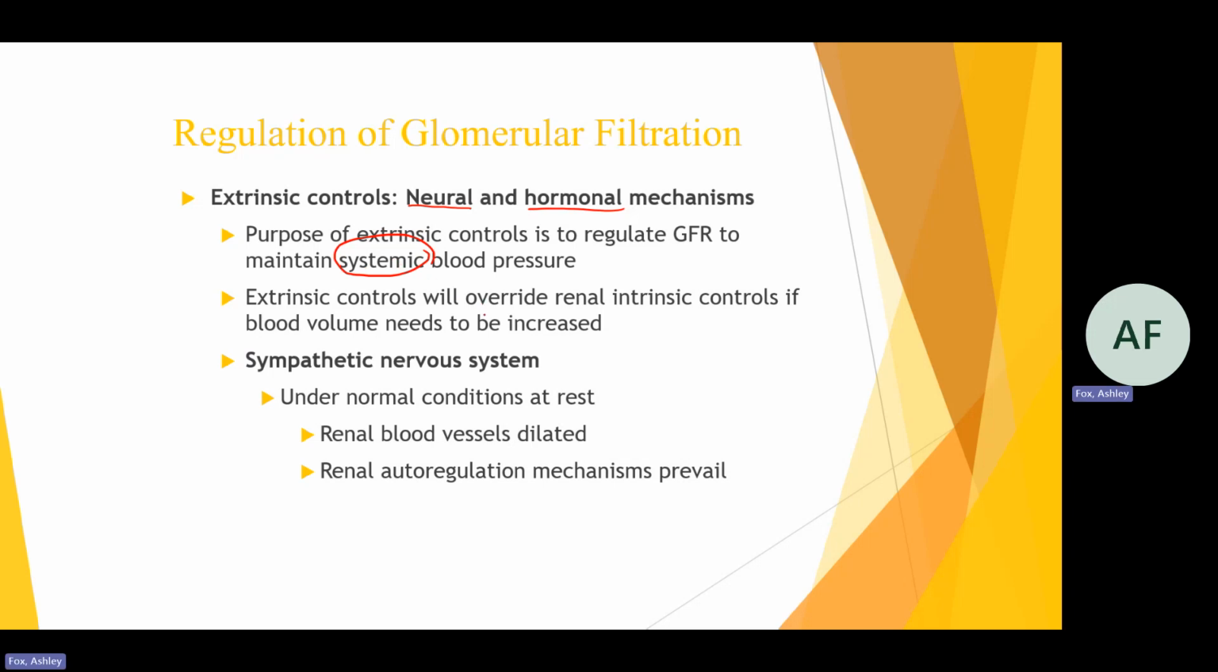So this again is when the constricting and dilating of the afferent arterioles cannot change the GFR enough, then we need to change it systemically. So it's going to be overridden by these systemic controls. So the sympathetic nervous system, so fight or flight.